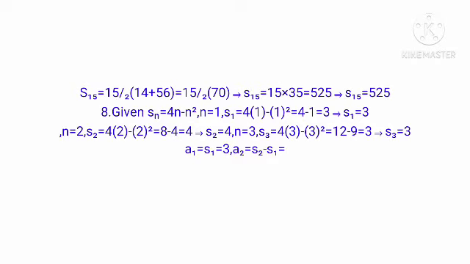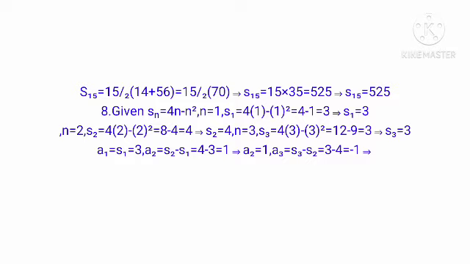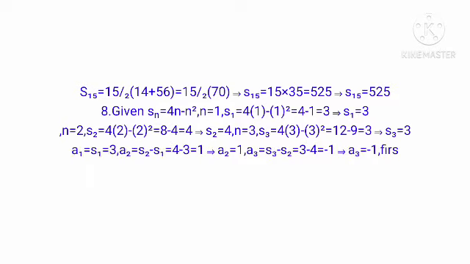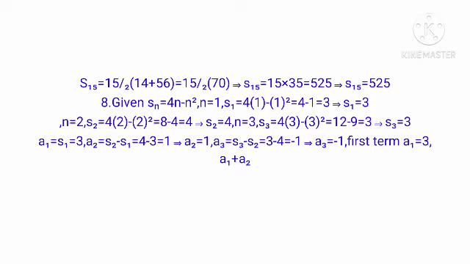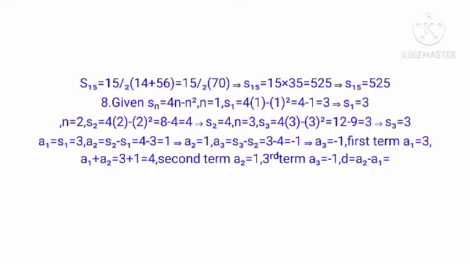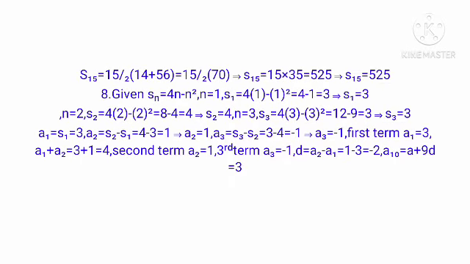So to get A1, A2, A3, we have to write A1 is equal to S1, it is given in the question, that is 3, and A2 is equal to S2 minus S1 is equal to 4 minus 3, that is equal to 1, A2 is equal to 1, and A3 is equal to S3 minus S2, that is 3 minus 4 is equal to minus 1. So here the first term is 3, and the sum of the first two terms is A1 plus A2 is equal to 3 plus 1 is equal to 4, and the second term A2 is equal to 1, and the third term A3 is equal to minus 1, and D is equal to A2 minus A1, that is equal to 1 minus 3 is equal to minus 2, the difference is minus 2.